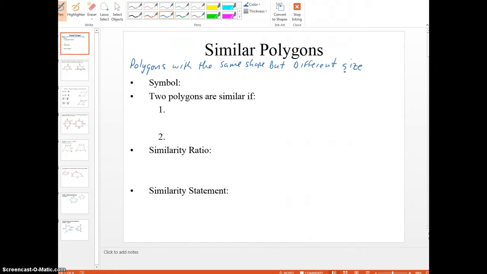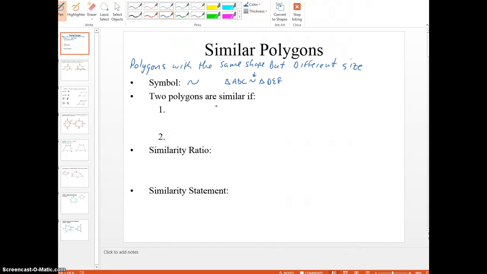I like to use the comparison of a Matchbox car. A Matchbox car is identical to the actual car but just scaled down. So it has the same shape but it's a different size. Now the symbol we use for similar polygons is the little tilde. And when we look at it, we might say triangle ABC is similar to triangle DEF. So anytime you see that symbol, it means the polygons are similar.